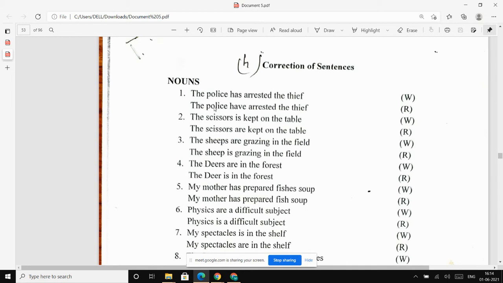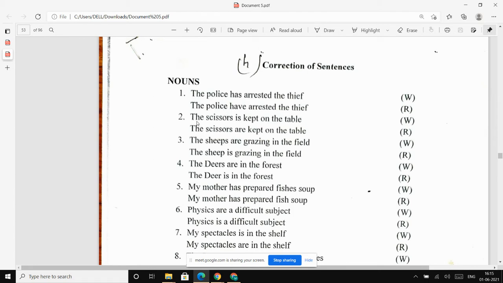For example, if they give the sentence like this, you keep the notes with you and start writing the sentences. So the police have arrested the thief. Sometimes they ask the question like this also: the polices, with S, plural, have arrested the thief. So there is no S for plural. Even for plural, the word police is itself police.